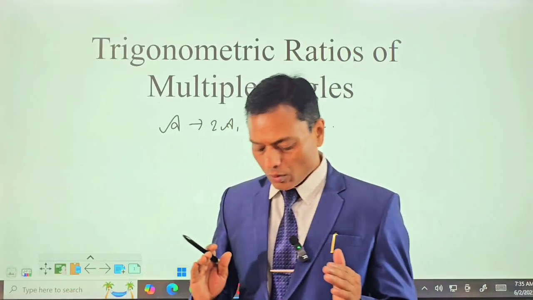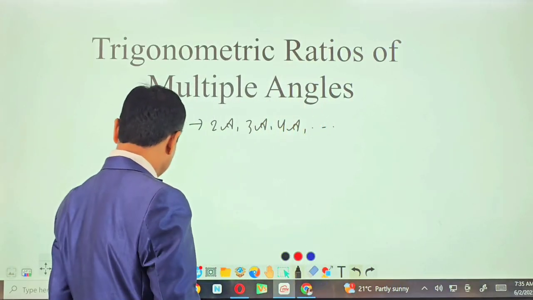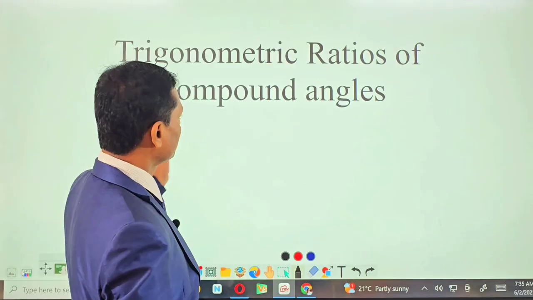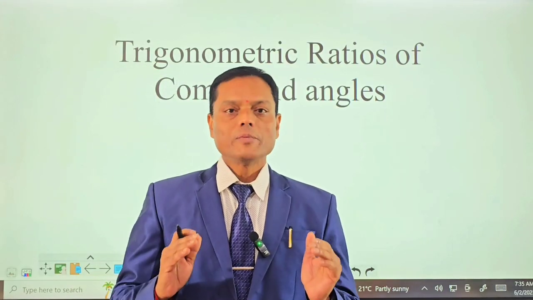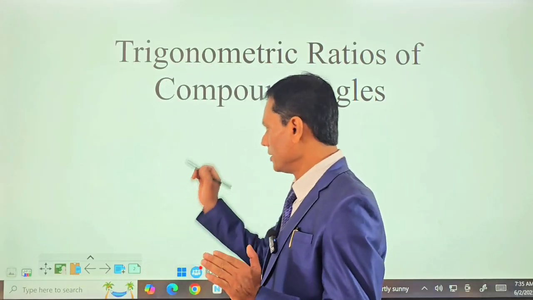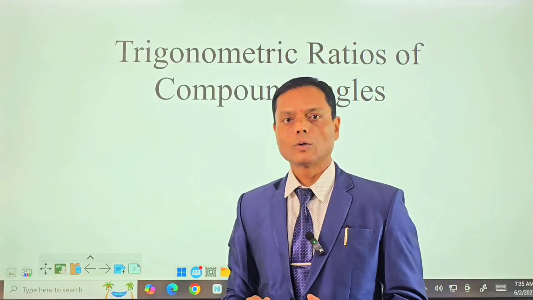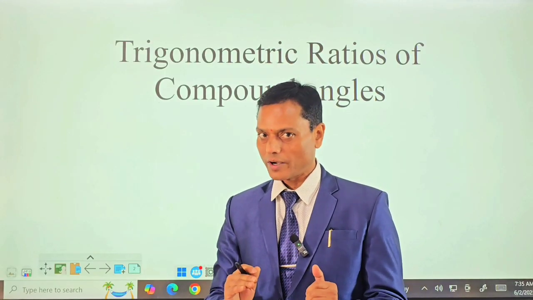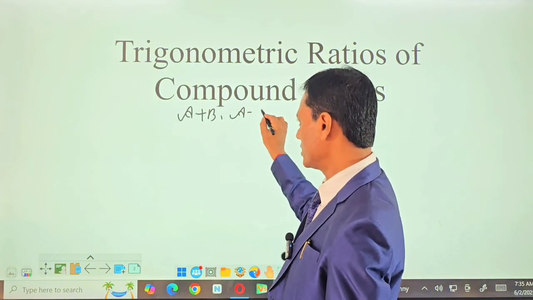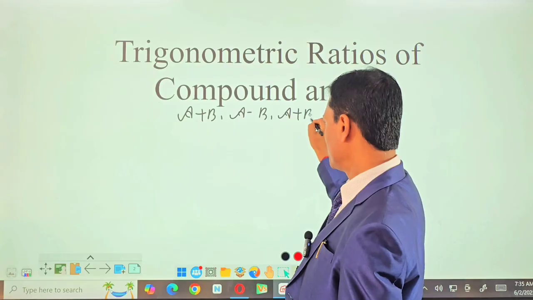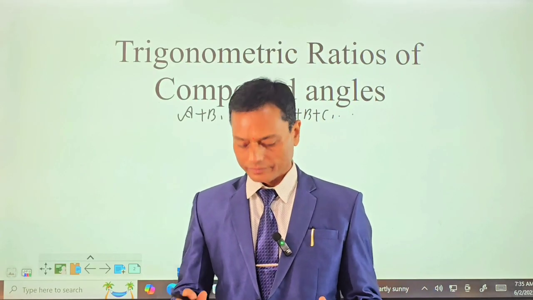So before going through the multiple angle, we must understand the trigonometric ratios of compound angles. What do you mean by compound angle? Compound angles mean the sum or difference of two or more than two angles. For example, A plus B or A minus B or A plus B plus C, like that. These angles are known as compound angles.